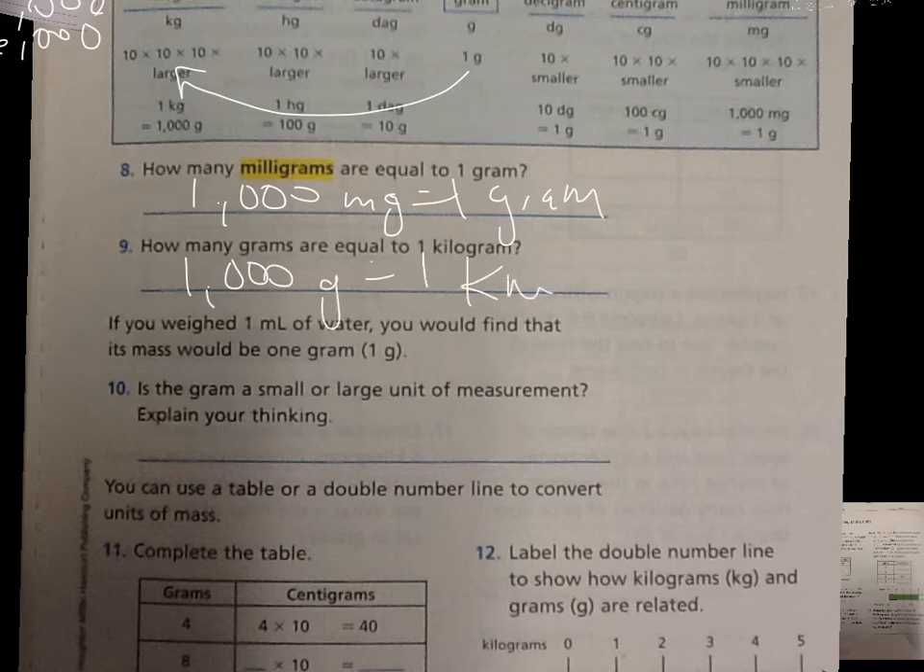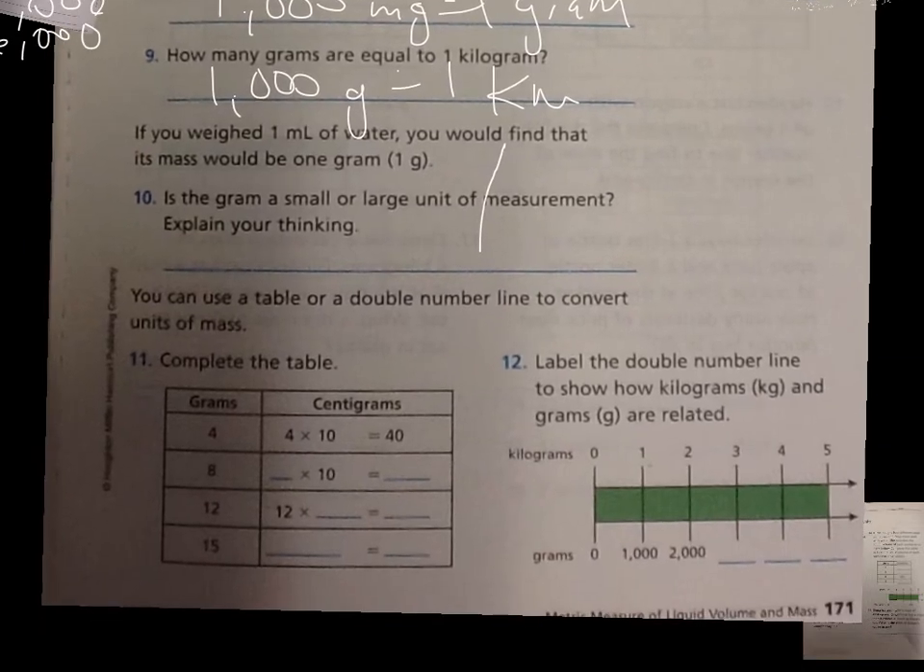Just like with the meters, 1,000 meters equals 1 kilometer. All right. So next thing it asks is, if you weighed 1 milliliter of water, you would find that its mass would be 1 gram. Is the gram a small or large unit of measurement? Explain your thinking. Well, think about it.